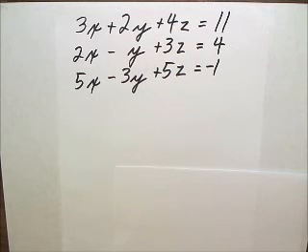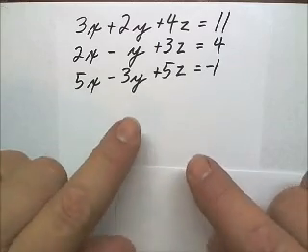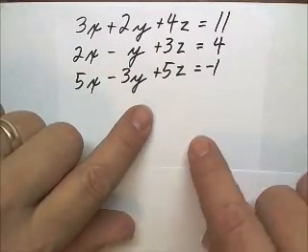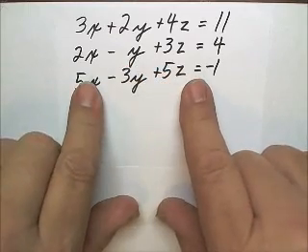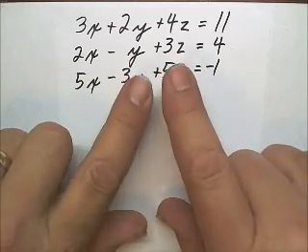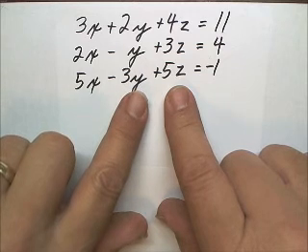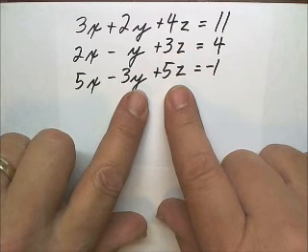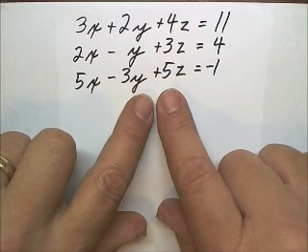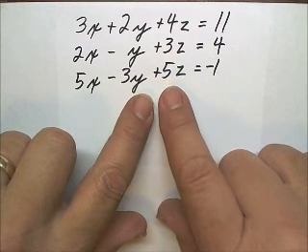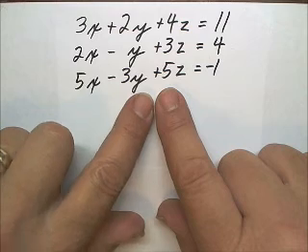Hello, this is Systems of Linear Equations and Inequalities, solving systems of linear equations in three variables, example 1. Here I have a system of three equations with three variables, and we're going to solve it. The trick is to take this system and come up with a system of two equations and two unknowns.